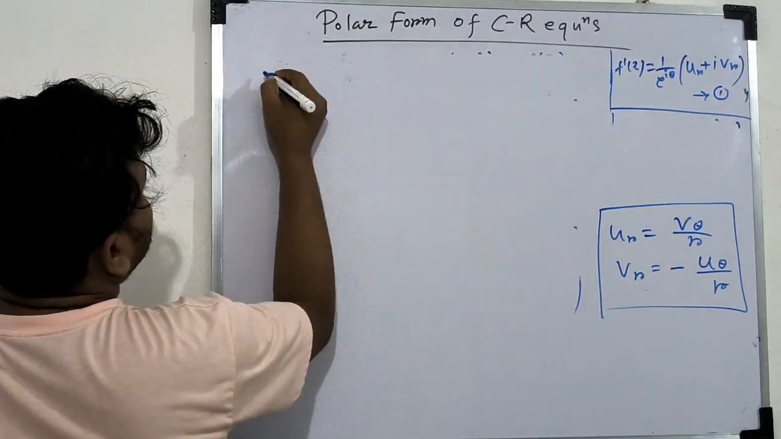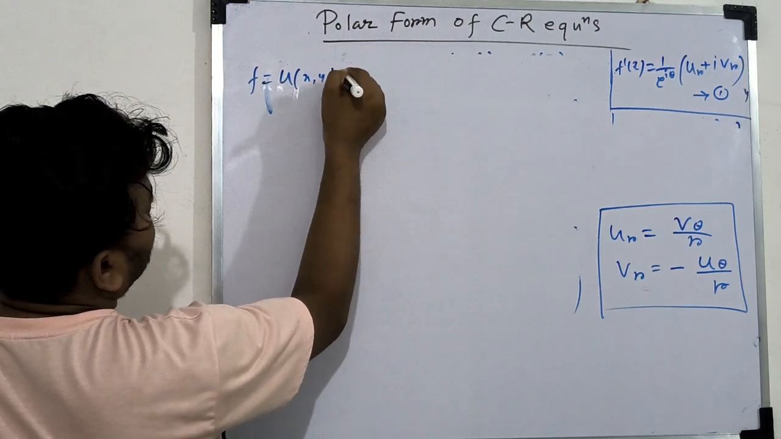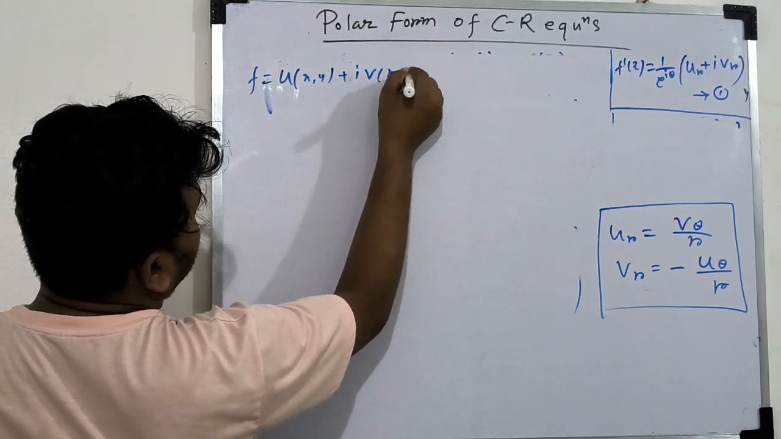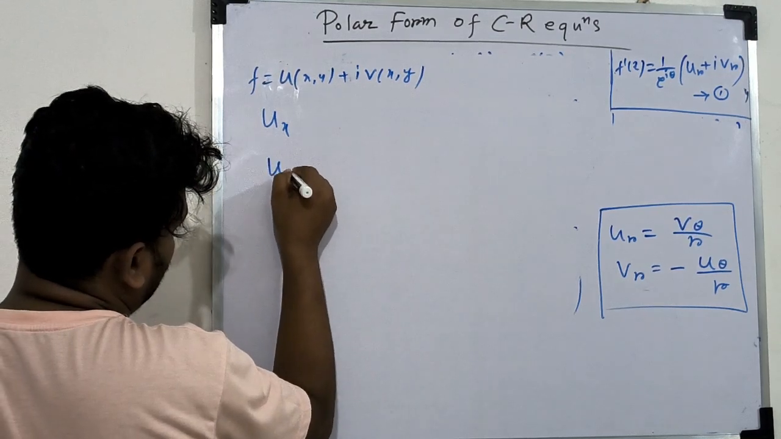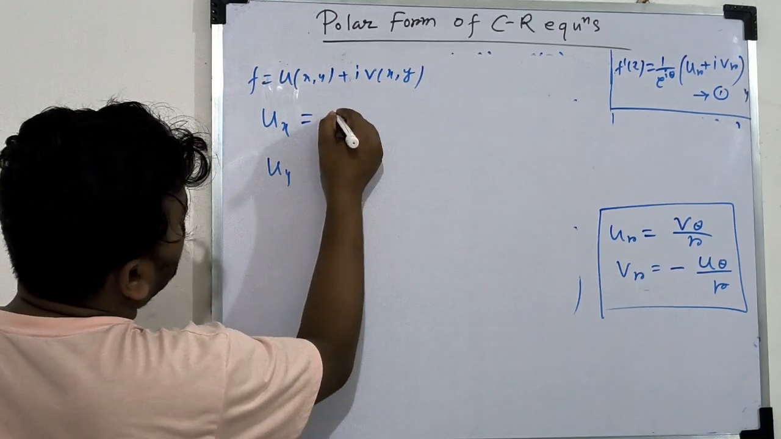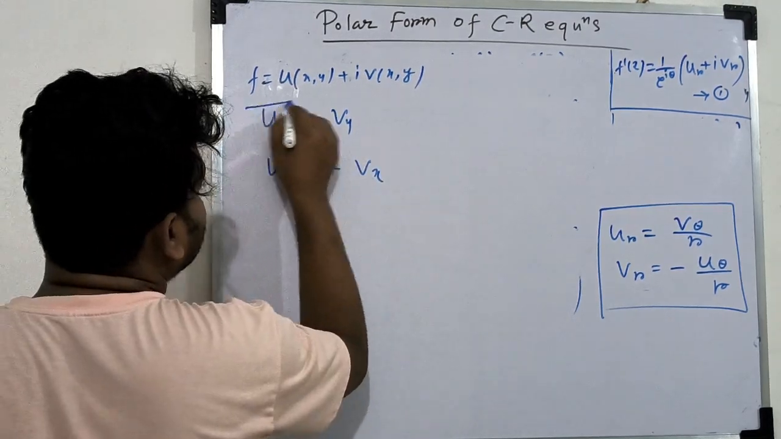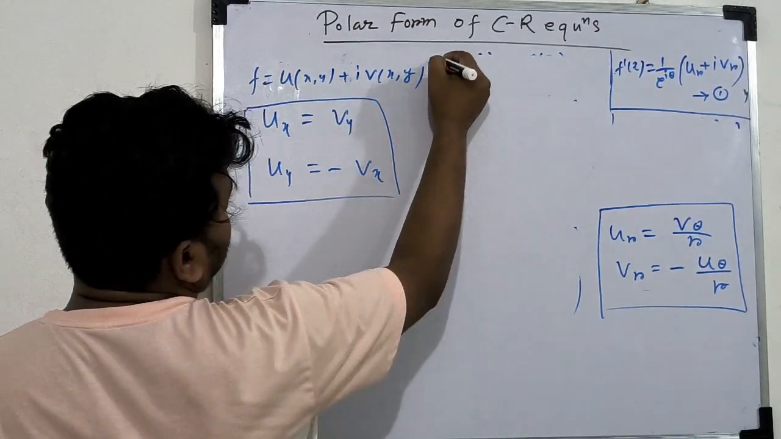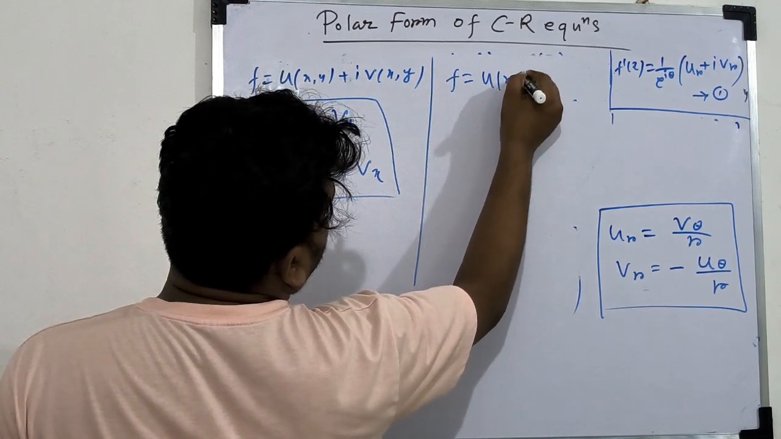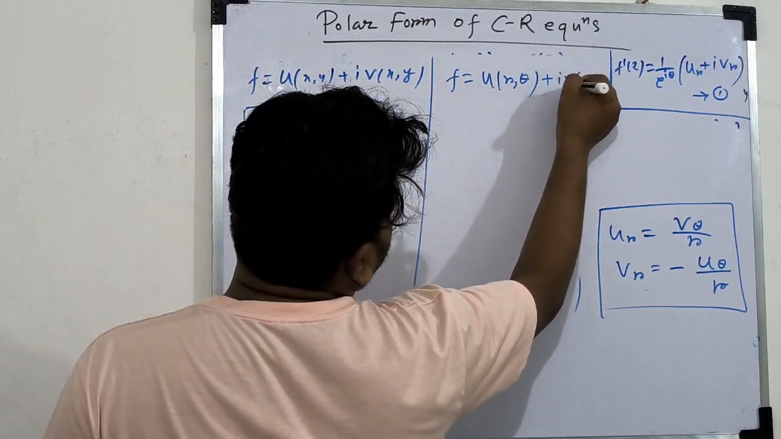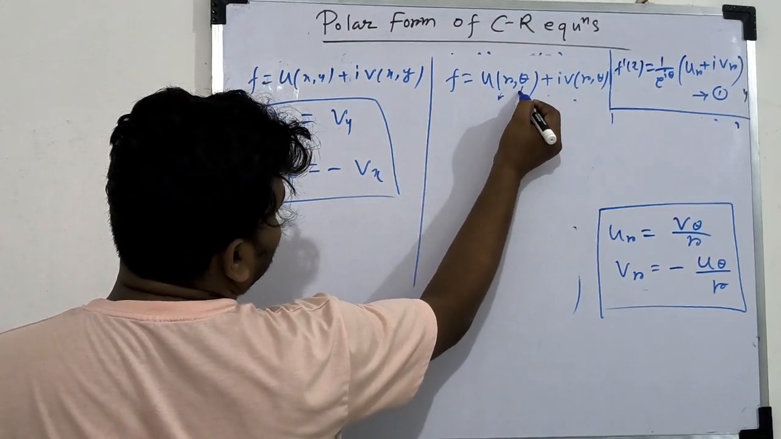You can note, in Cartesian form, f equal to u of x, y plus i v of x, y. So this is u x, this is u y. So this will equal v y, and this will equal v x but with a minus. So this is the Cartesian CR equation in Cartesian coordinates. And if f equal to u of r, theta plus i v of r, theta, that is in polar form, just compare: this is x and this is y.